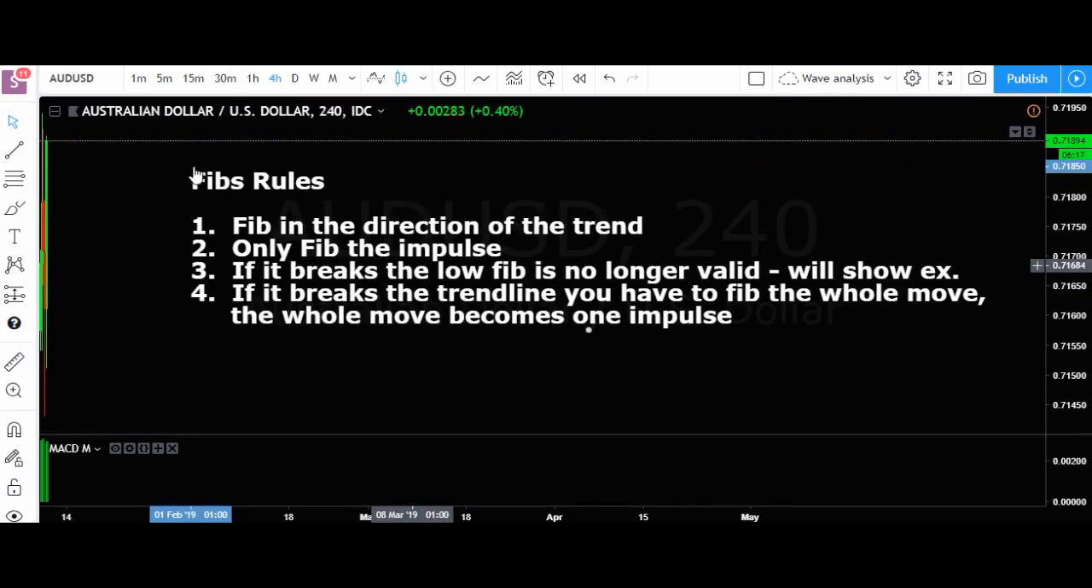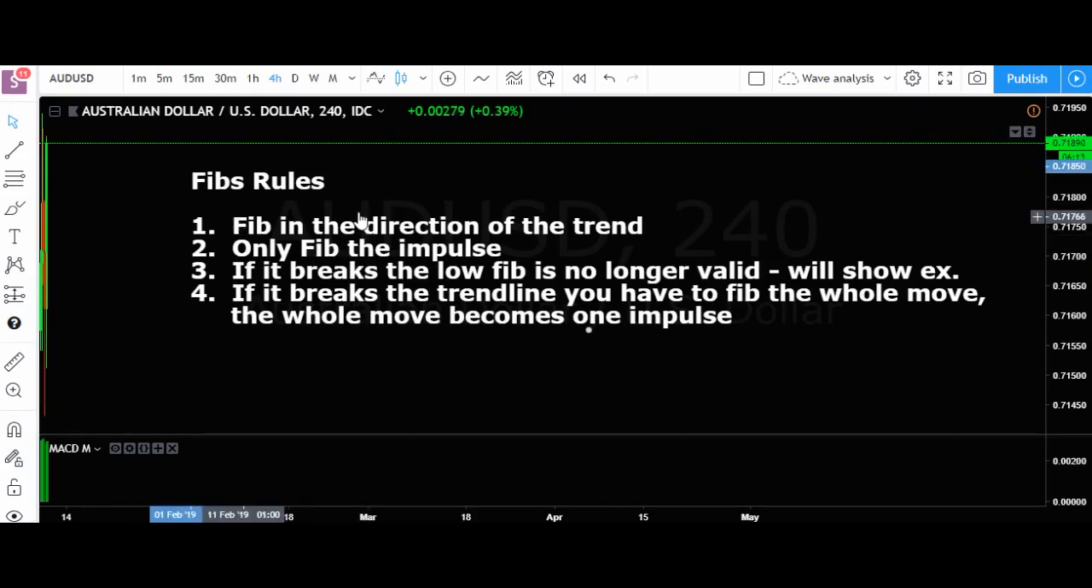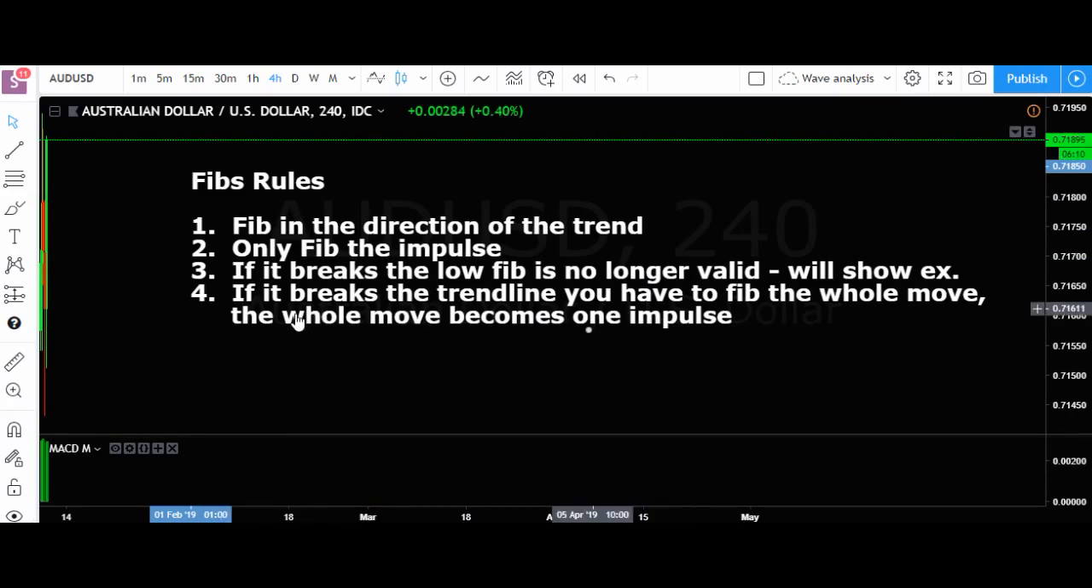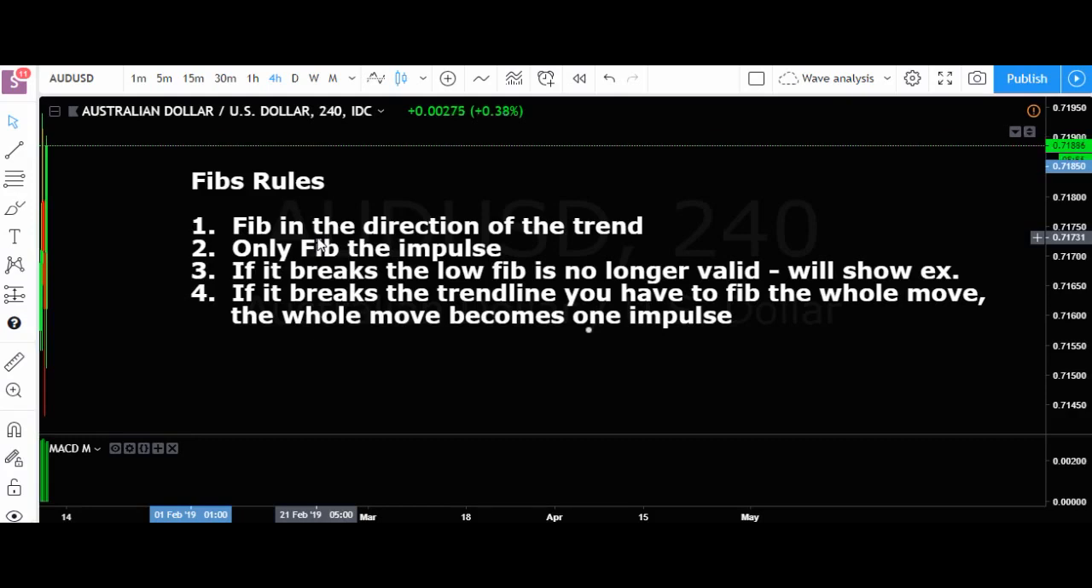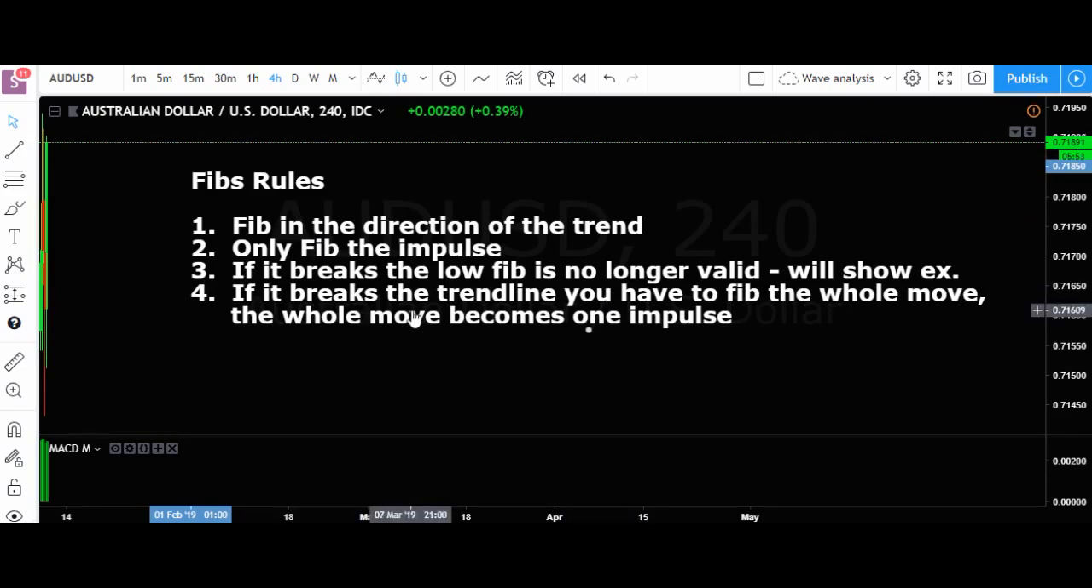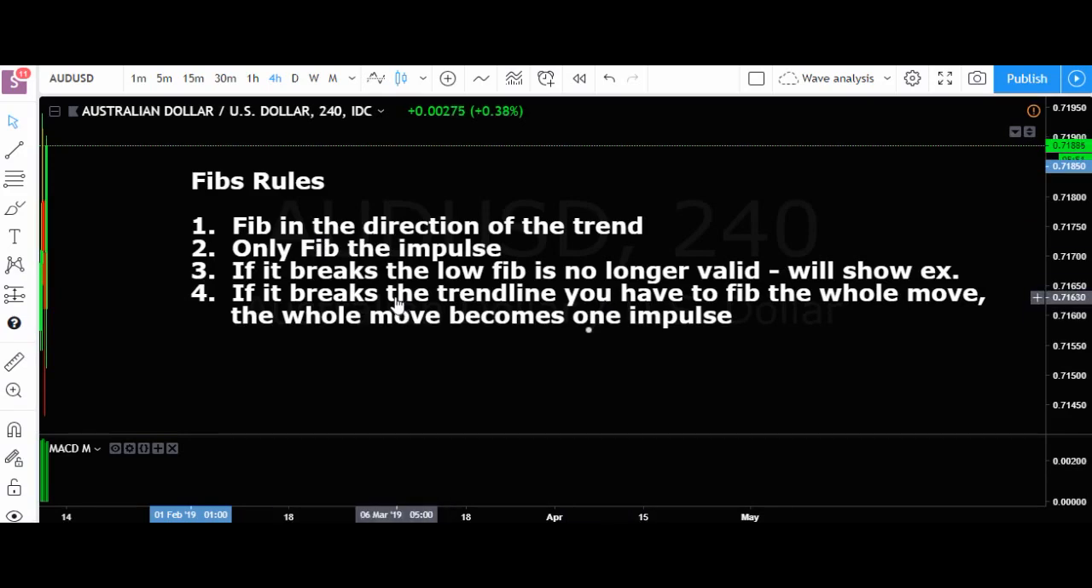So here are the rules, guys. I'll just leave this on for a few seconds. You can pause this and write down the rules for fibs, and then we will go into the charts, and I'll show you exactly what we mean by all these rules, and show you some examples of how amazing the Fibonacci 27% target actually works. So if you've written that down, good. Let's continue.